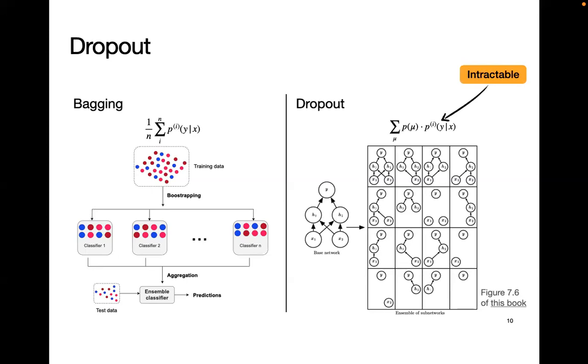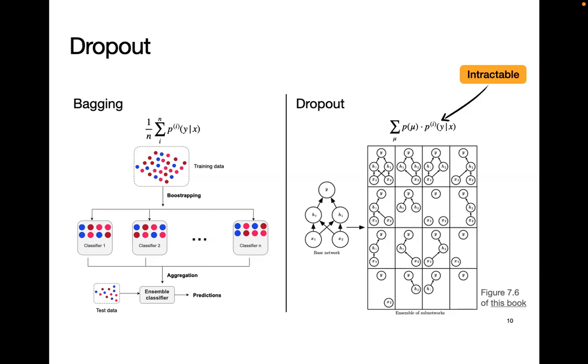Here we have P of mu. Mu is the mask that generates one individual subnet. So your mask is a binary mask where you have 0, 1, whether a neuron is turned off or not. So this is exponentially growing. We cannot compute this. But what we can do is estimate it, okay?